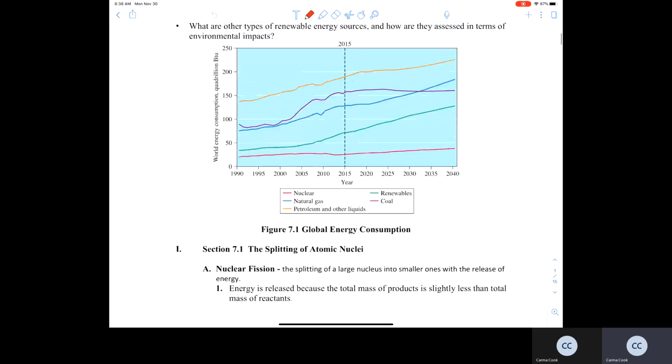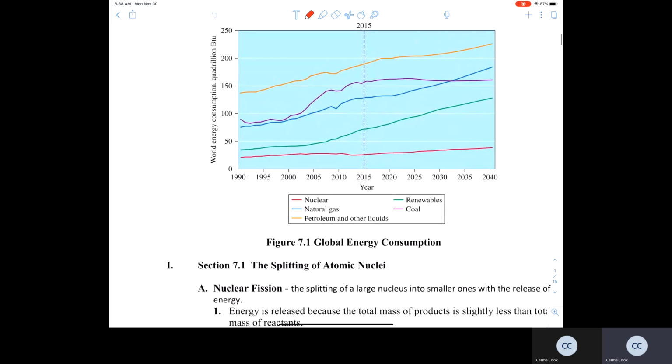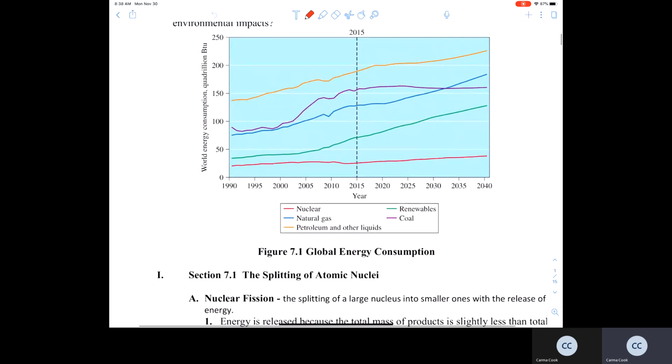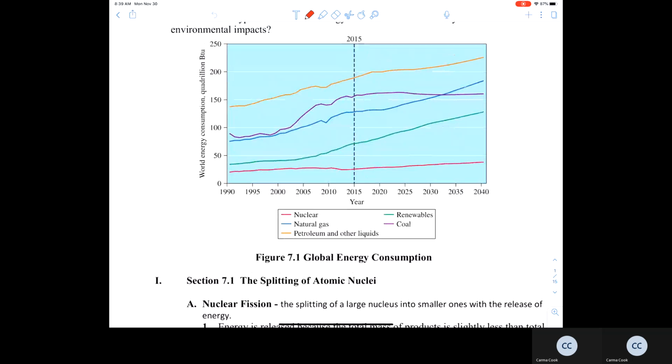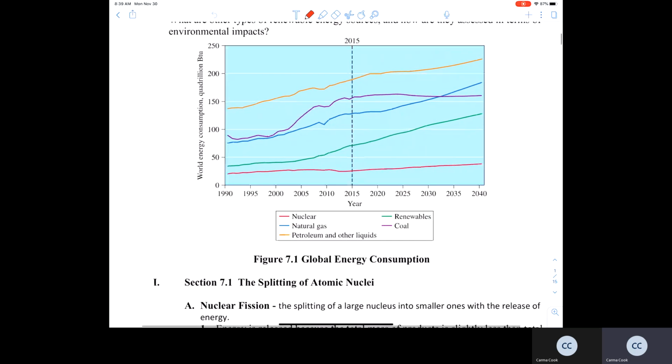And so in this graph of the world energy consumption, of quadrillion British thermal units, BTUs, which is a British unit of energy, which you can convert into metric or SI system unit of energy like kilojoules or joules. And then on the x-axis, you have the years. And this graph shows you on a worldwide basis the amount of energy that's being consumed by the various energy sources. And so the red trace here is nuclear.